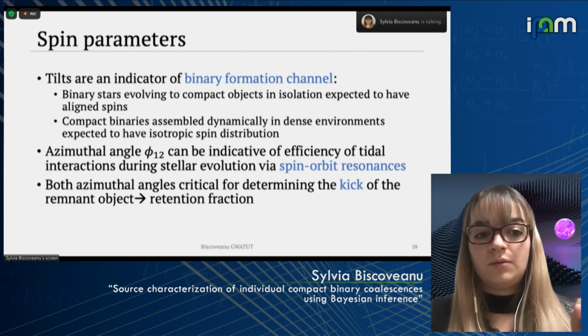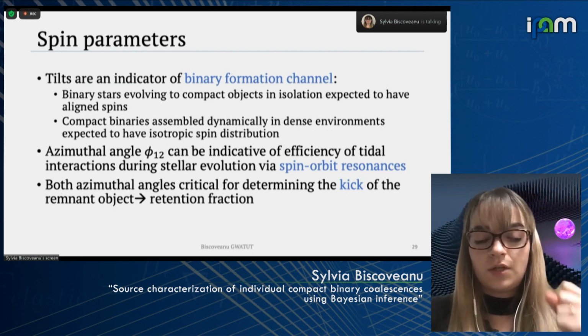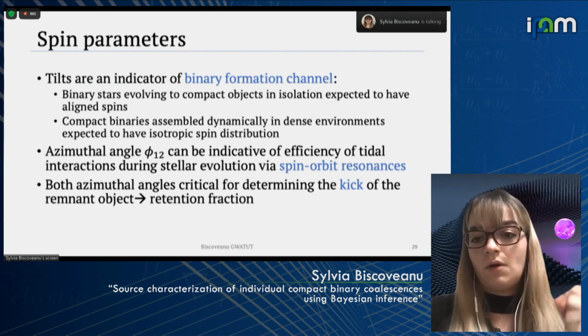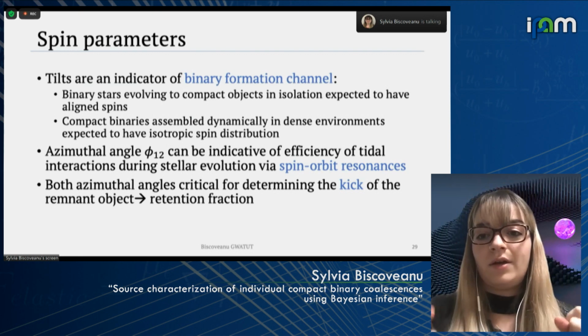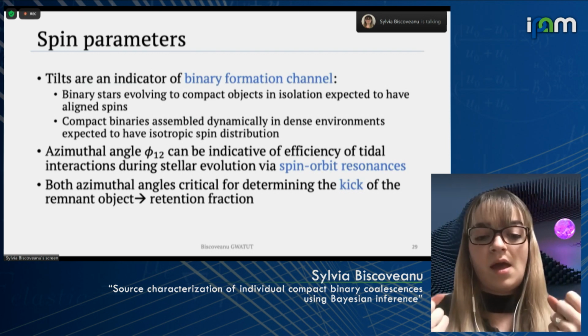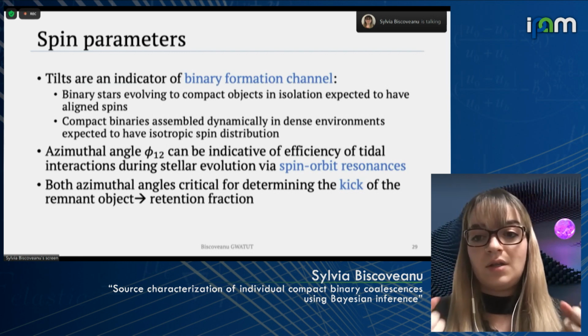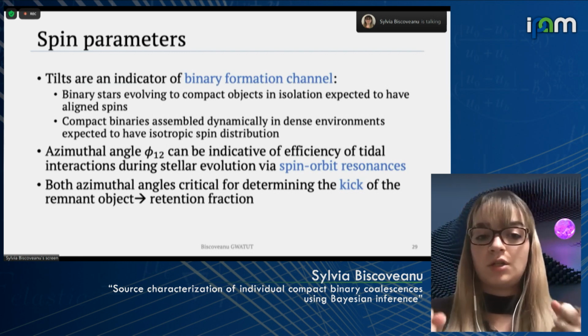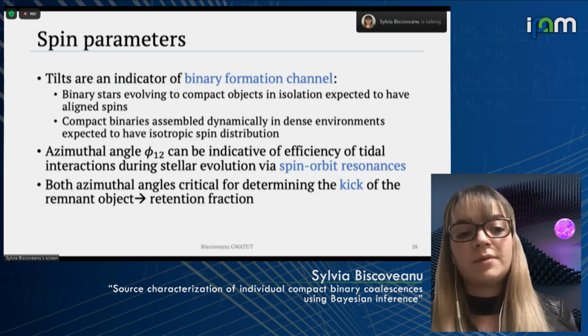So you start out with two massive stars in a binary, and they go through their whole life cycles together, and they eventually die and become a compact binary. And so in this case, because they evolve together, the spins of the compact objects are expected to be aligned with the orbital angular momentum.